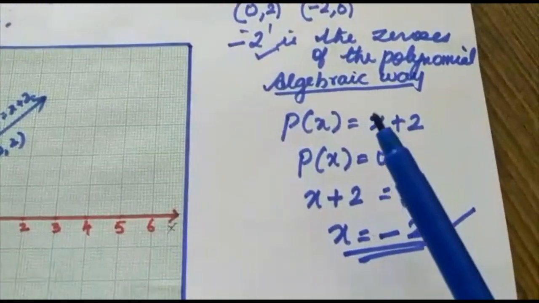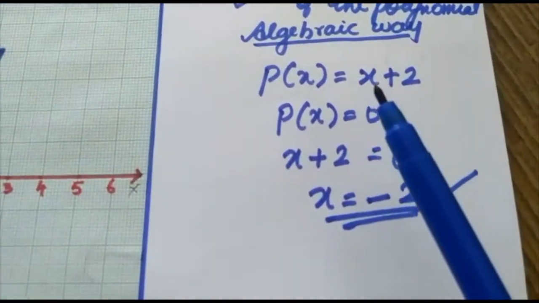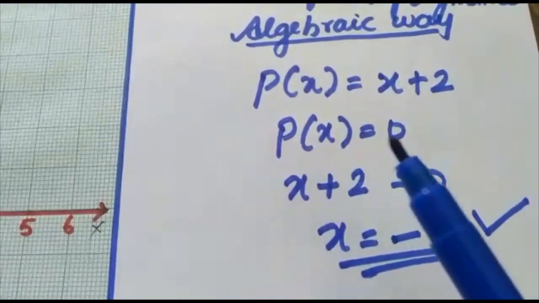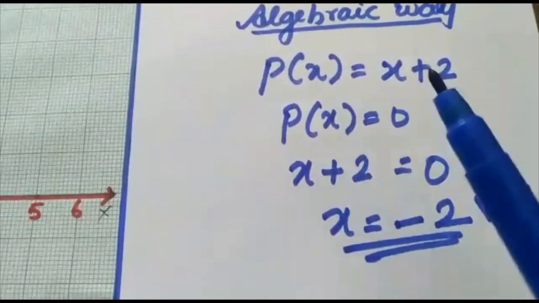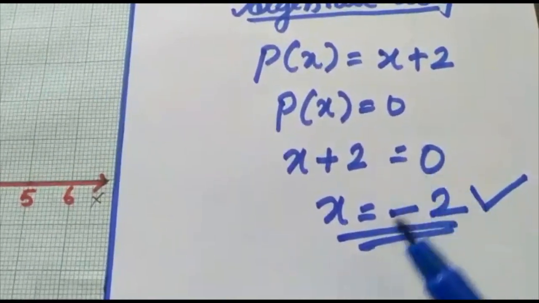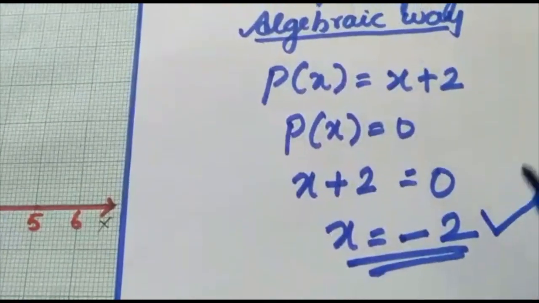Today we will see how to find the zeros of a polynomial geometrically, that is, the geometrical meaning of the zeros of the polynomial. Yesterday we saw the algebraic method, that is, how to find the zeros of a polynomial algebraically. Suppose p of x is given as x plus 2. We take p of x equal to 0, so x plus 2 is equal to 0, and x is equal to minus 2 is the zero of the polynomial algebraically.